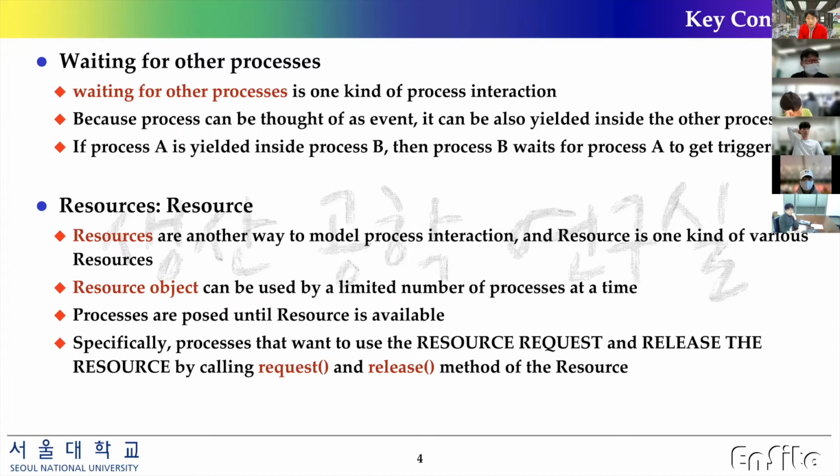So there are two key concepts. First one is the resource here. Resource is a way to model process interaction. And resource is one of various kinds of resources. The basic resource means any facility or equipment that has a finite number of capacity. Or there can be other kinds of resource, so-called store.